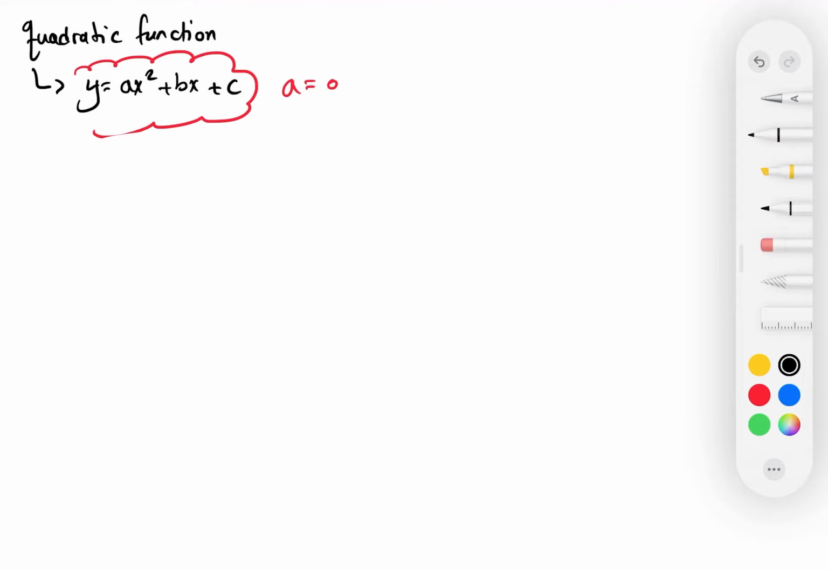And welcome back. Today we're going to take a look at graphing quadratic functions. Now, first of all, I've written that on the board already. A quadratic function is any function in the form of y equals ax squared plus bx plus c, where a cannot be equal to 0. This is another important thing for us.